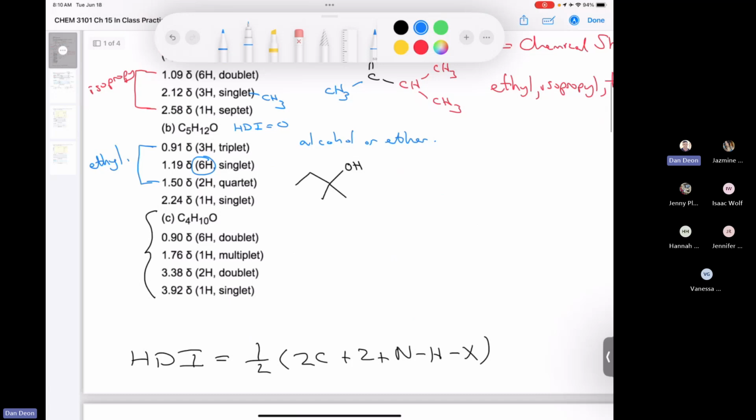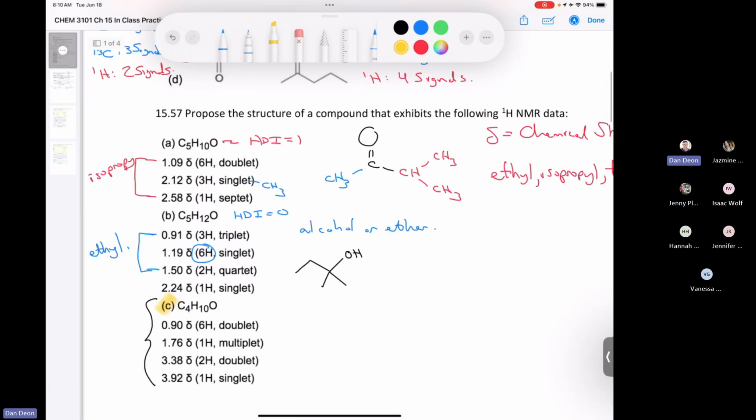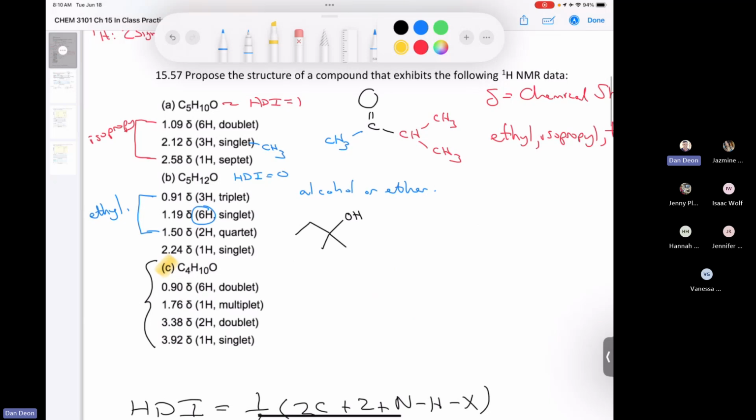But let's try something a little more interesting. Let's take a look at this question here. This is 15.57C. Given this molecular formula, we have an HDI that is equal to 0. If you remember, a saturated hydrocarbon has the formula CnH2n+2. Well, if you have 4 carbons, 2 times 4 is 8, plus 2 is 10. So obviously, this thing is fully saturated.